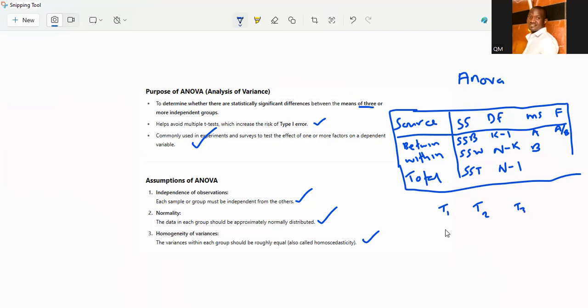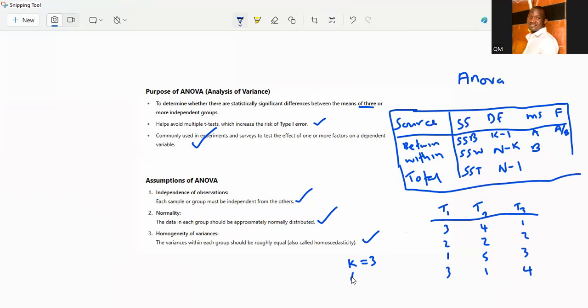So for instance, we have numbers here: 3, 2, 1, 3, 4, 2, 5, 1, 1, 2, 3, and 4. The number of columns, we call them the treatments. The letter we use is letter K. So what is our K in this case? Our K is 3, because we have 3 treatments.